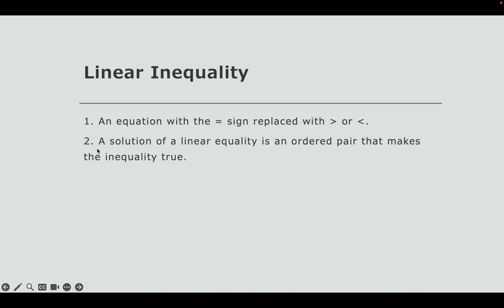One thing about a linear inequality is that a solution of a linear inequality is an ordered pair that makes the inequality true. Here's my ordered pair that might make an inequality true. This would be the answer to the problem. Make sense?